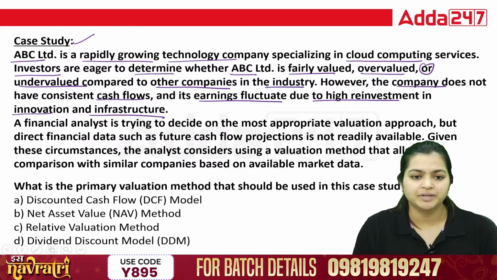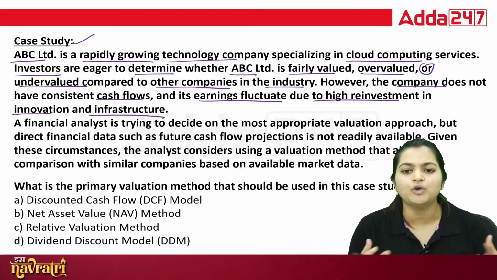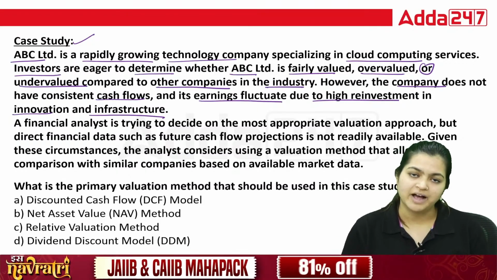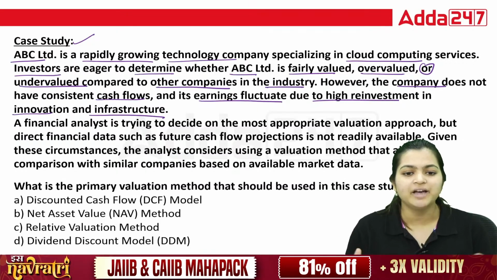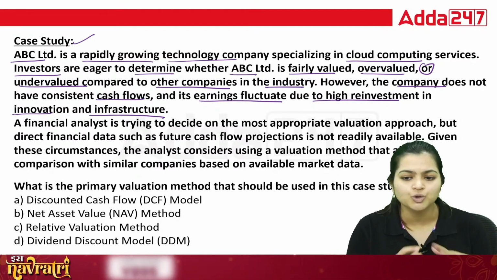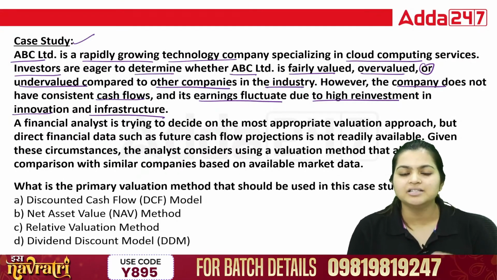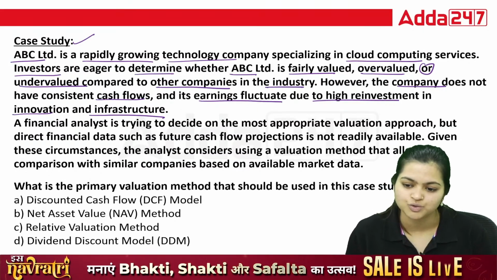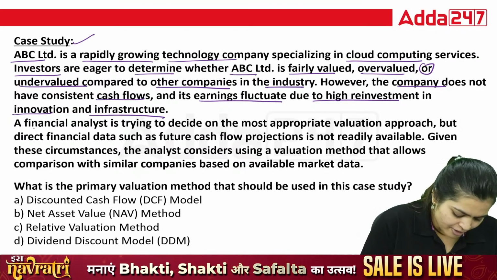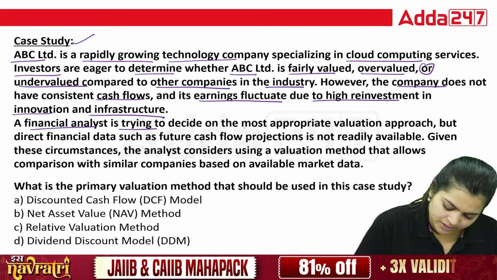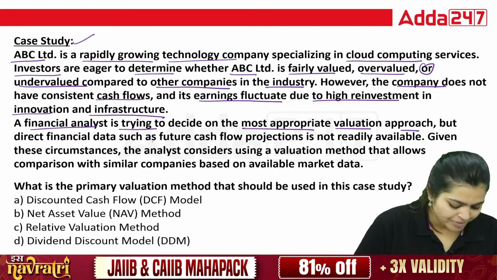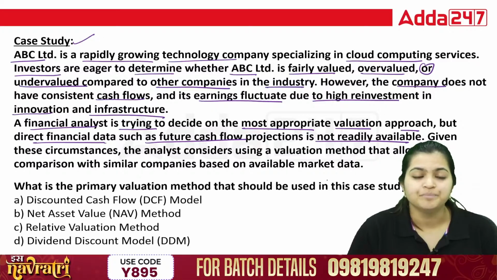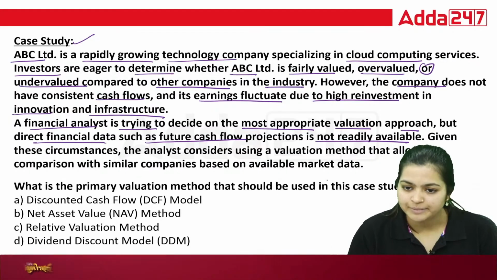Okay, so here is one company known as ABC, but as an investor, we want to value that company, whether it is fairly valued, over or undervalued. But the problem is, I don't have any proper cash flows. There are no consistent cash flows, and the earnings are also fluctuating due to high reinvestment, innovations, or infrastructure. Now, the financial analyst is trying to decide on the most appropriate valuation approach. But direct financial data such as future cash flows is not readily available. Future cash flows are not available directly.